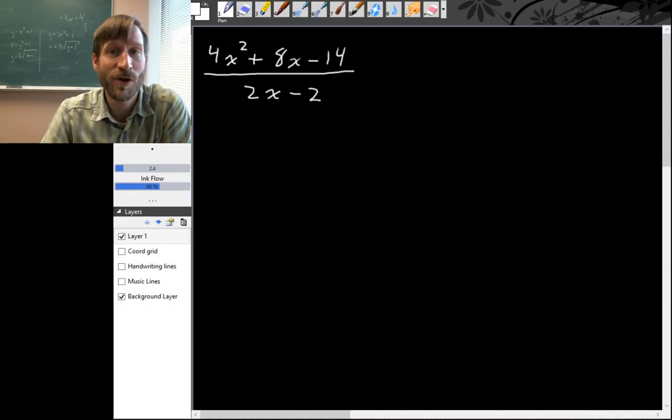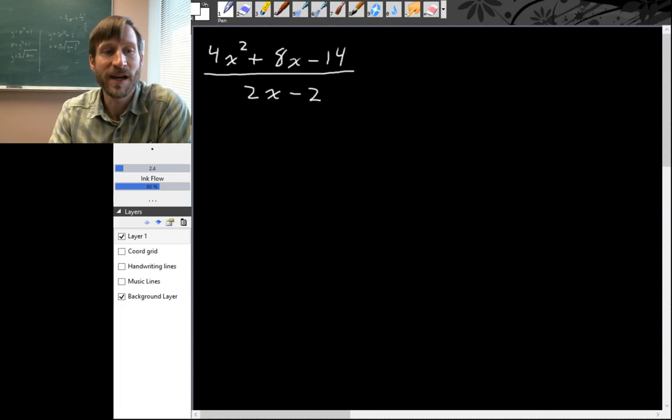Here's an example of dividing two polynomials. Before you start working on division of polynomials, be sure you really understand how long division of integers works, because dividing polynomials is very similar. Alright, so here's our example, 4x squared plus 8x minus 14 divided by 2x minus 2.